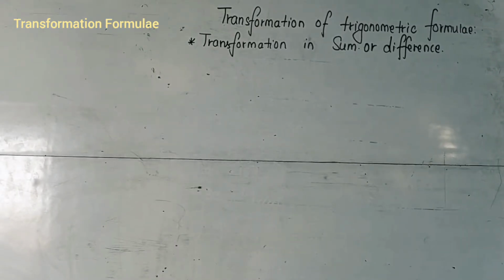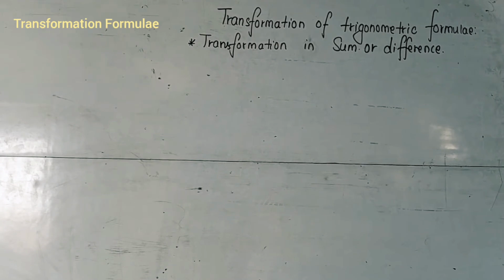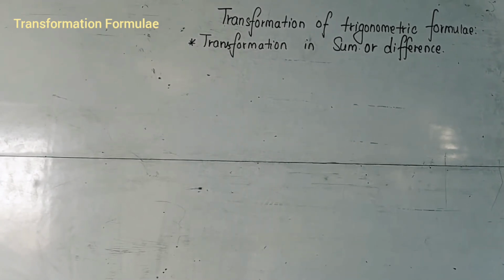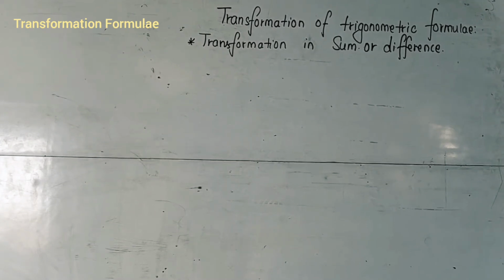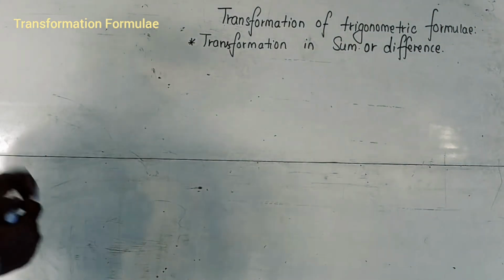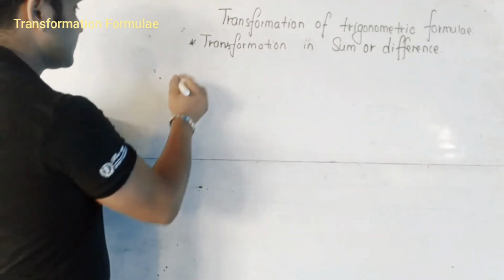So today in this class we will talk about the transformation of trigonometric formula. We can transform the product of trigonometric ratio of the angles into the sum or difference of the trigonometric ratio of the compound angles and vice versa. So we're going to derive the formula for transformation of trigonometric formula in sum or difference. The base for this formula is the compound angles. So we start with the compound angles at first.